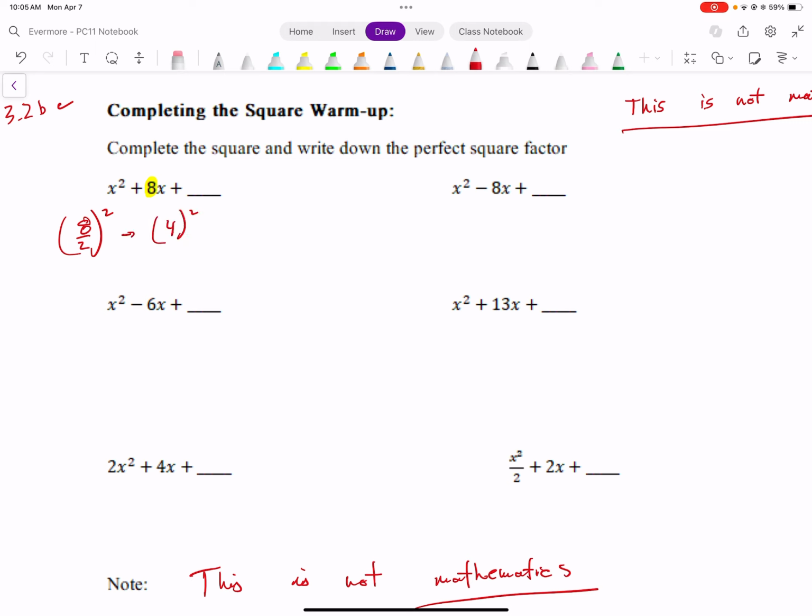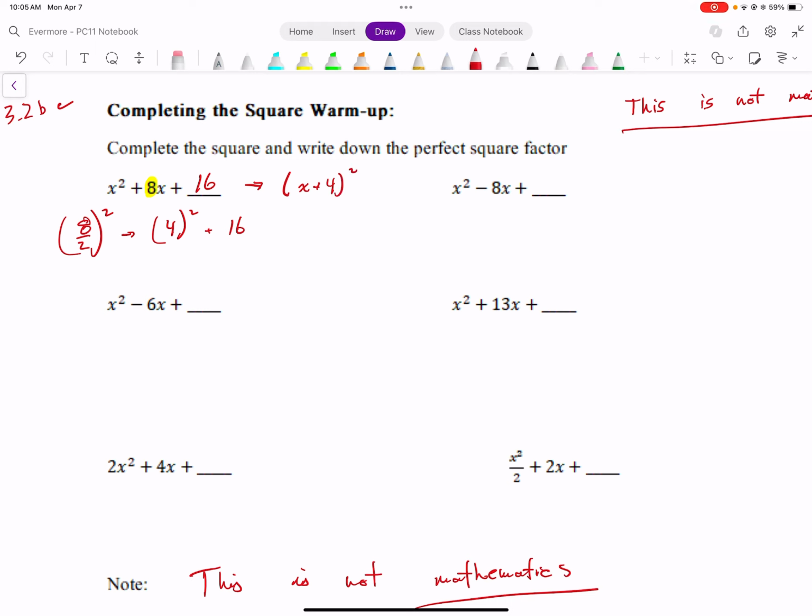I'm going to work within the brackets. Simplify it. 4 squared is 16. So the constant that I would add here is 16. So now I have completed the square. I'm going to write down the perfect square factor. So if we factor x squared plus 8x plus 16, that factors into x plus 4 squared.